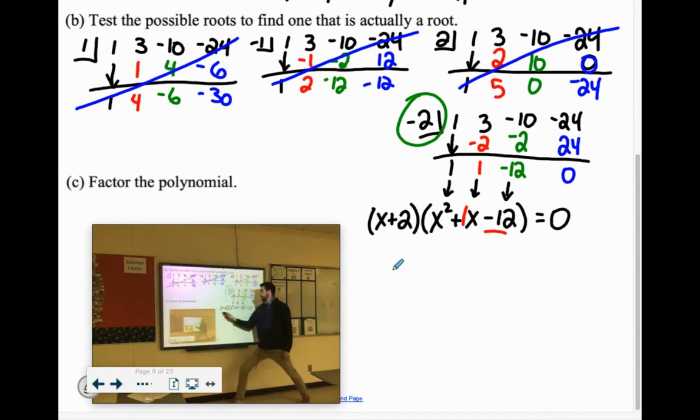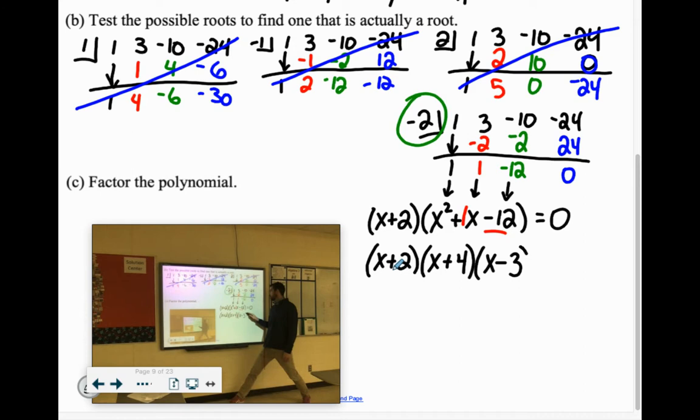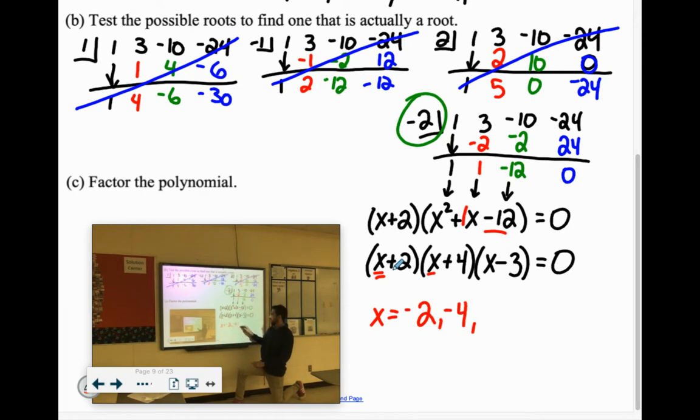So that would factor to x plus 2, right? That didn't change. We just brought that down. And then the x squared plus x minus 12 factors to x plus 4 times x minus 3 equals 0. And then once you have that, it's pretty easy to write all of your zeros. So you would say x equals -2, right? That's that first one. Second one, x equals -4. And that third one, x equals +3.